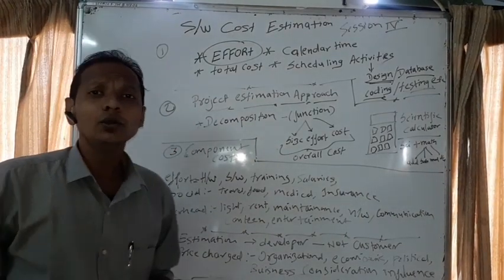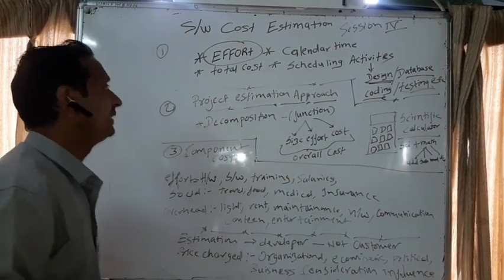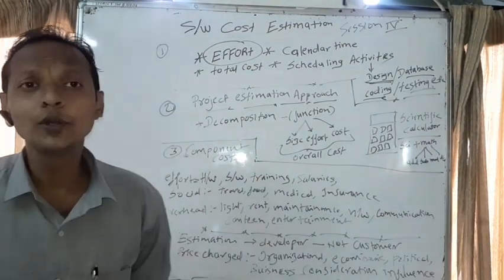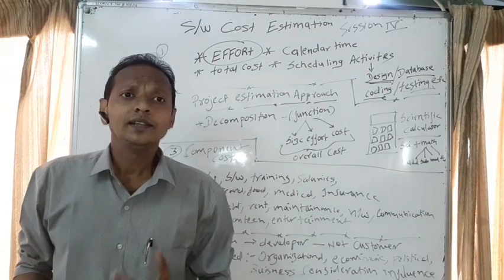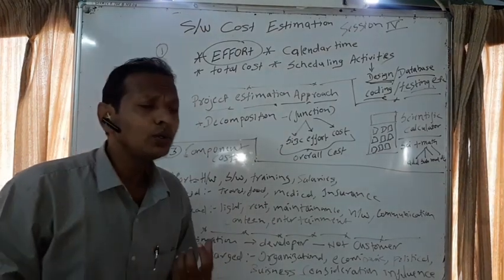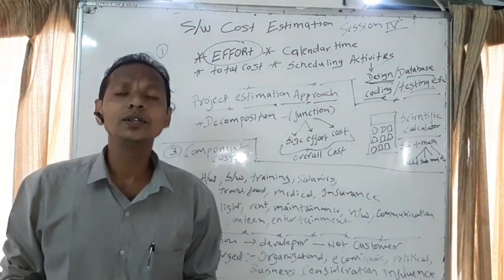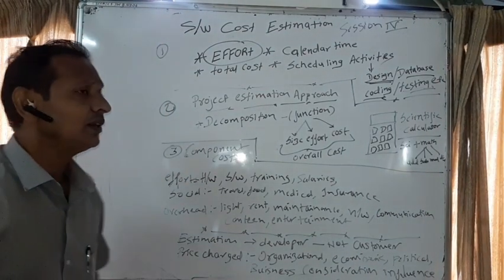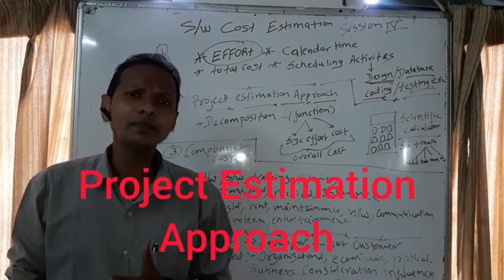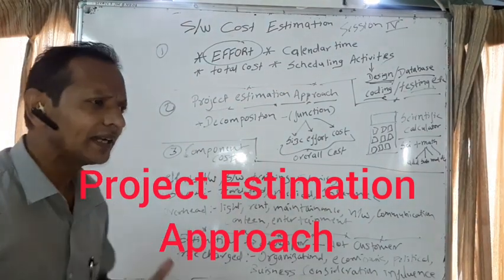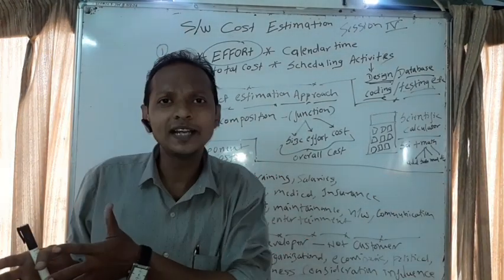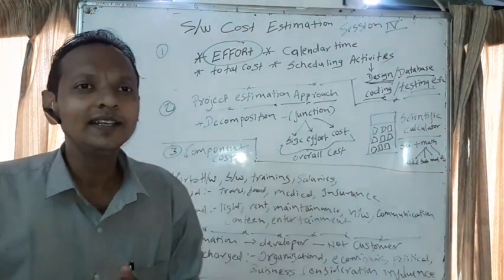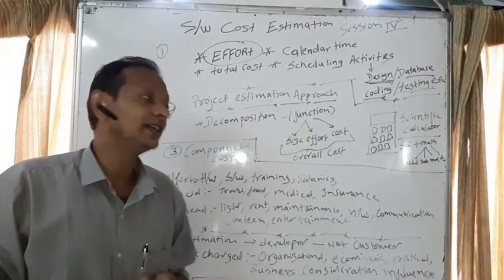The next point we are going to talk about is the project estimation approach. This is a new point. How are you going to approach the estimation? There is a very simple approach: a bigger task is broken into smaller tasks, the cost for each task is calculated, and then the overall cost is calculated.